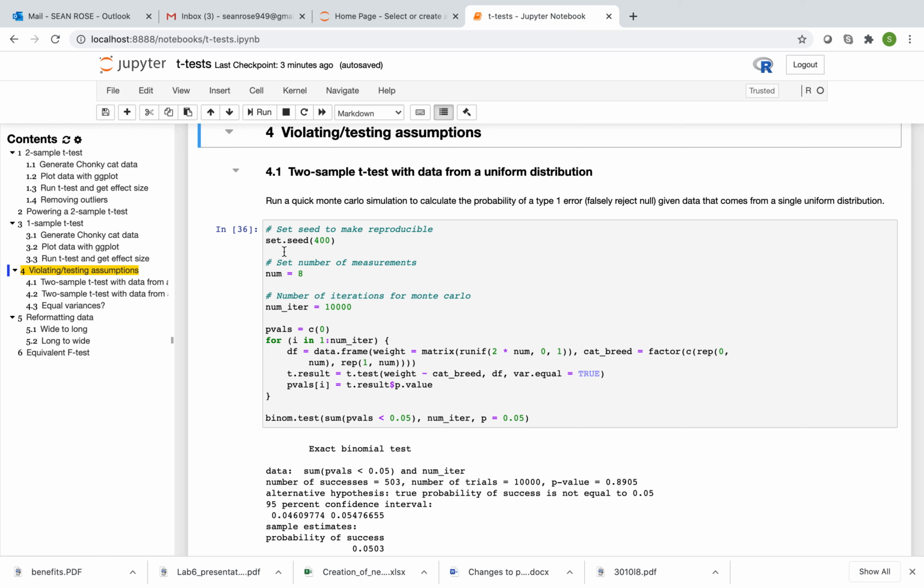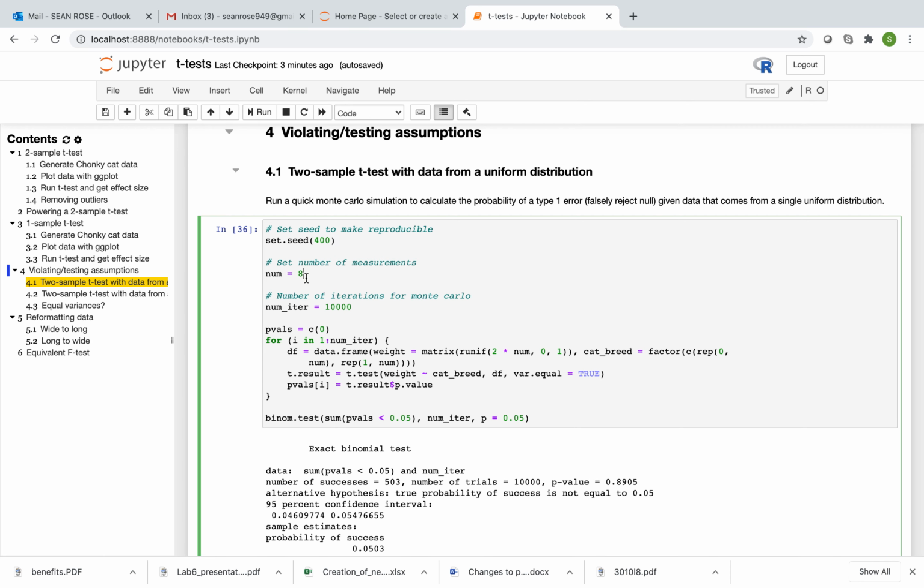So in this code here, I'm setting a seed just so the random number generator does the same thing every time. Setting the number of measurements to 8. By 8, I mean 8 measurements for the 2-sample t-tests. We're using this example we've been using the whole time where we have weights from 2 different cat breeds. This is going to be 8 measurements of weight from cat breed 1 and 8 measurements of weight from cat breed 2. And what we're going to do here is for 10,000 iterations, we're going to loop over and we are going to generate random data and then run a t-test.